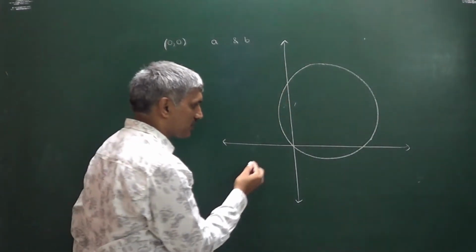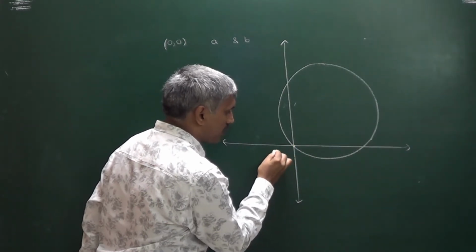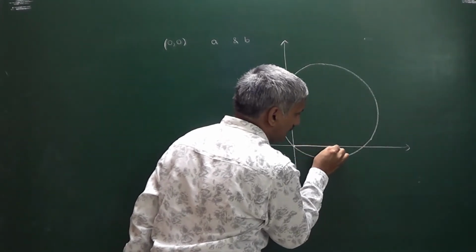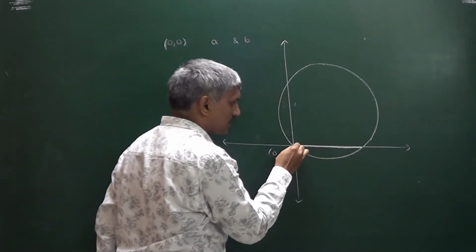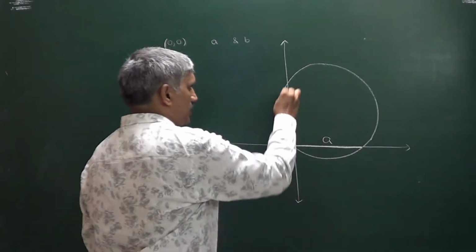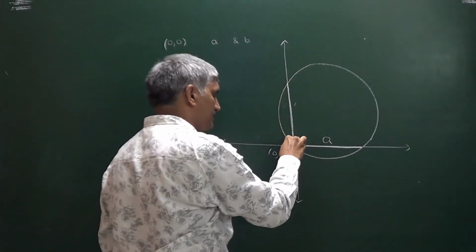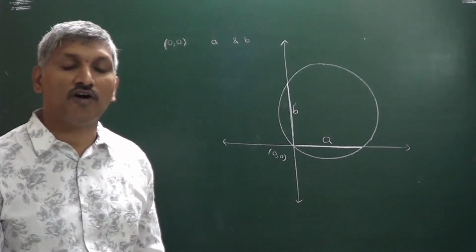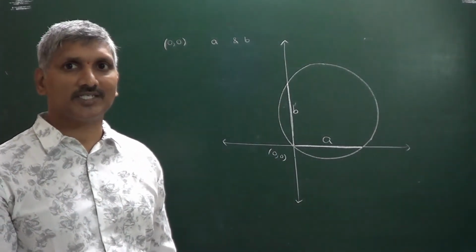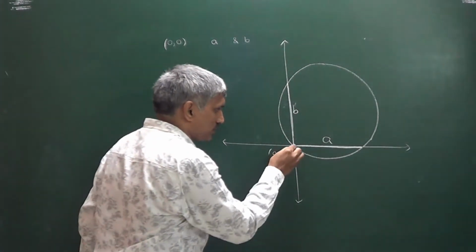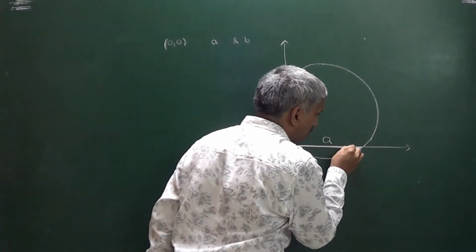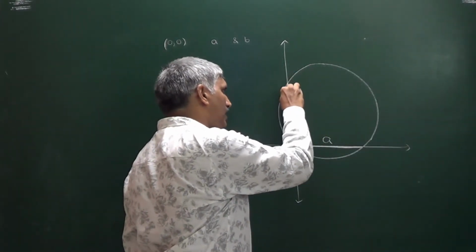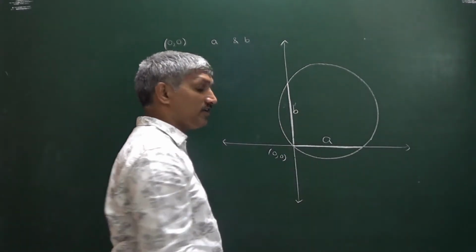Yes, this is the information. The circle is passing through origin. The intercept made by the circle on x-axis, this length, is given as A, and this length is given as B. That is the information given. That is the meaning of intercepts made by the circle on the axes: this is the intercept on x-axis, given in the question as A, and this is the intercept on y-axis, given as B.